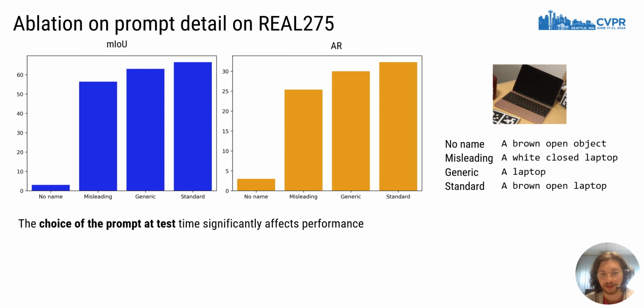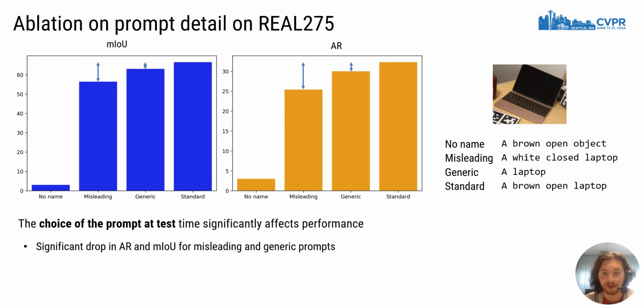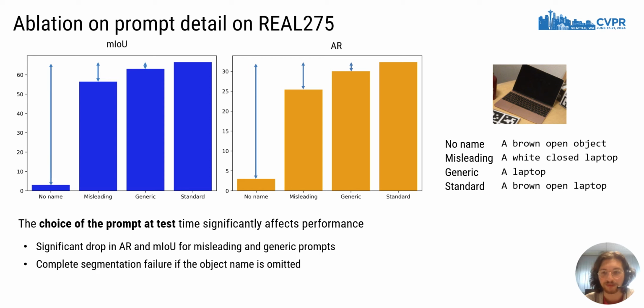We also carry out an ablation on the prompt at test time in order to check how important the composition of the prompt is. We can observe that when we drop the description from the prompt, or we instead use a description which is misleading, the performance drops both in mIoU, which measures the mask quality, and also in AR, which measures the pose quality. Instead, when we completely remove the name of the object and have a prompt, for example, a brown open object, so that the object name is removed, both segmentation and pose estimation fail completely.